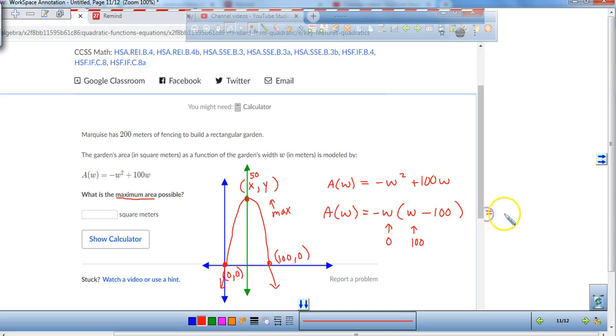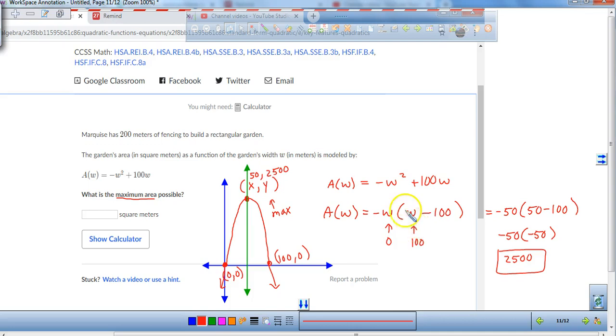So I'm just going to go ahead and do it. Negative 50 parentheses 50 minus 100. And 50 minus 100 is negative 50. And negative 50 times negative 50 is a positive 2500, which gives me my maximum at 2500.